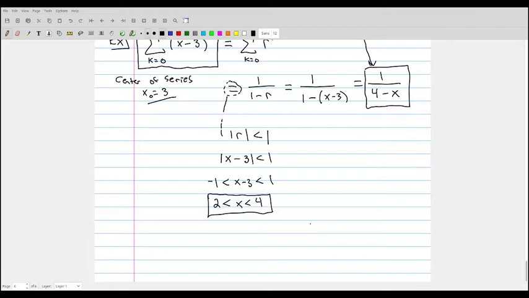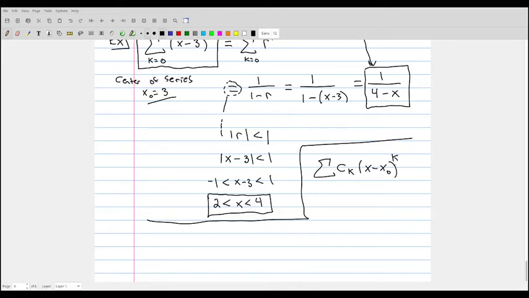So in general, for a given power series, we've seen that you can expand that power series about a general point. Say you have a power series that's expanded around a point, it's the same thing as having a sequence of coefficients times x minus the expansion point, x naught, to the k. This is the general form of the power series, where x naught is the center point of the power series expansion.